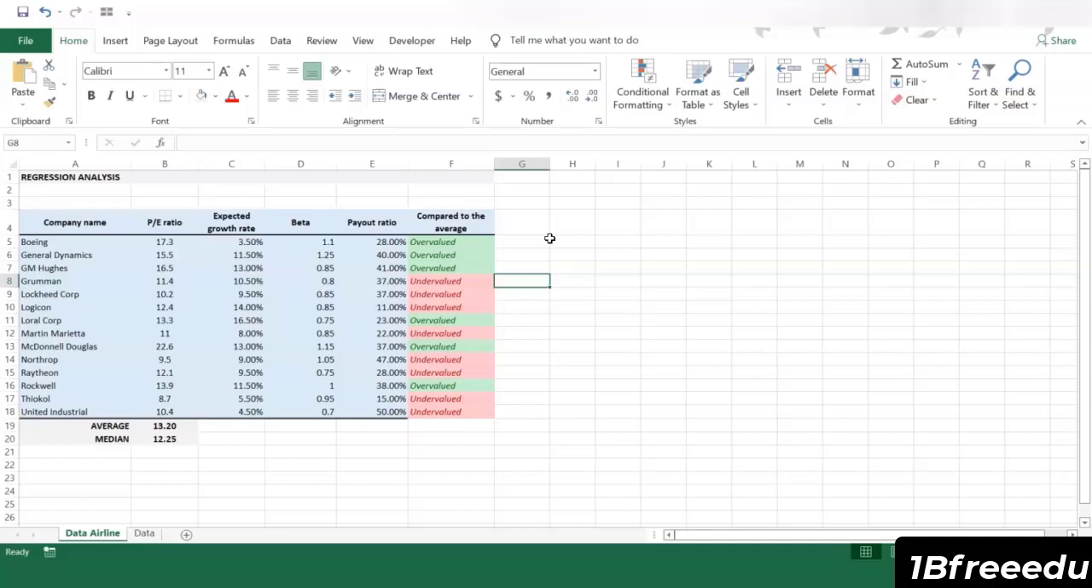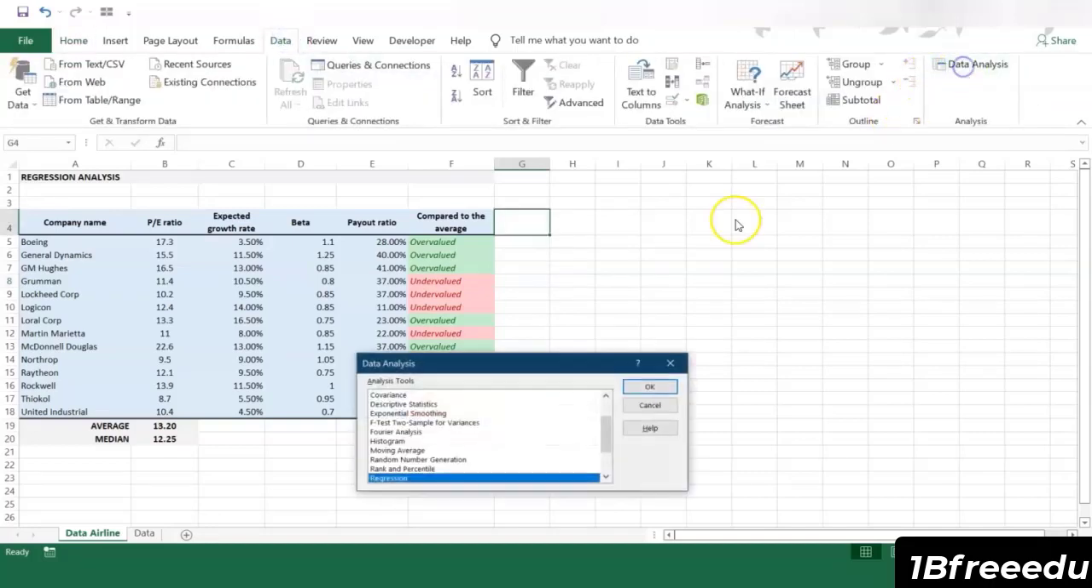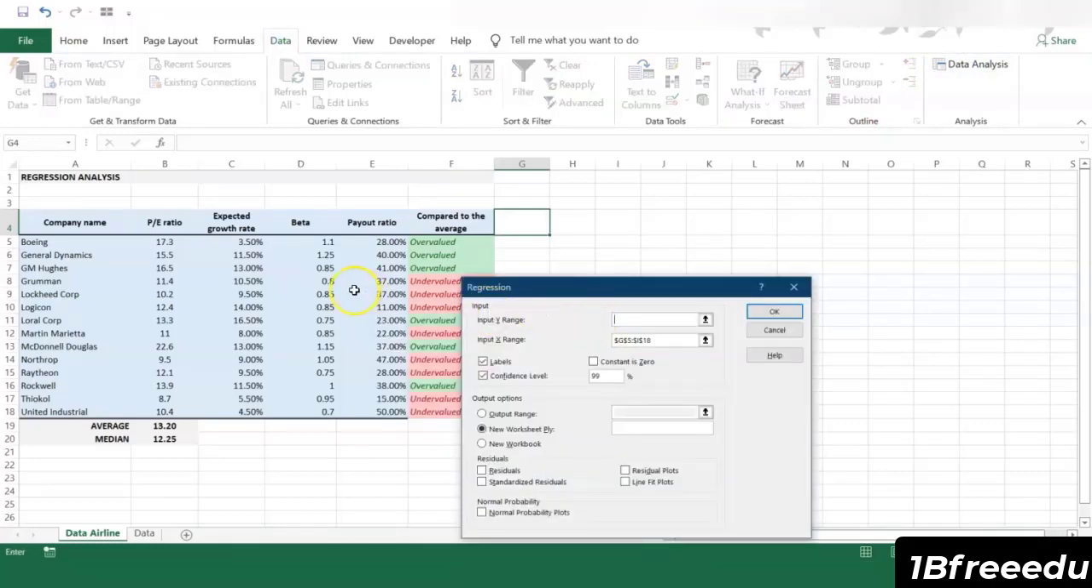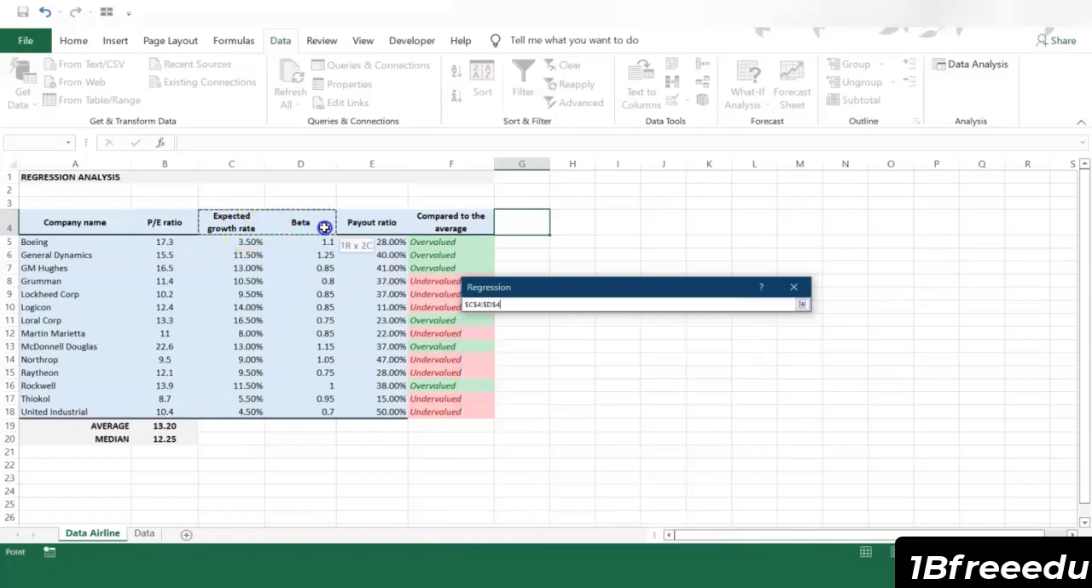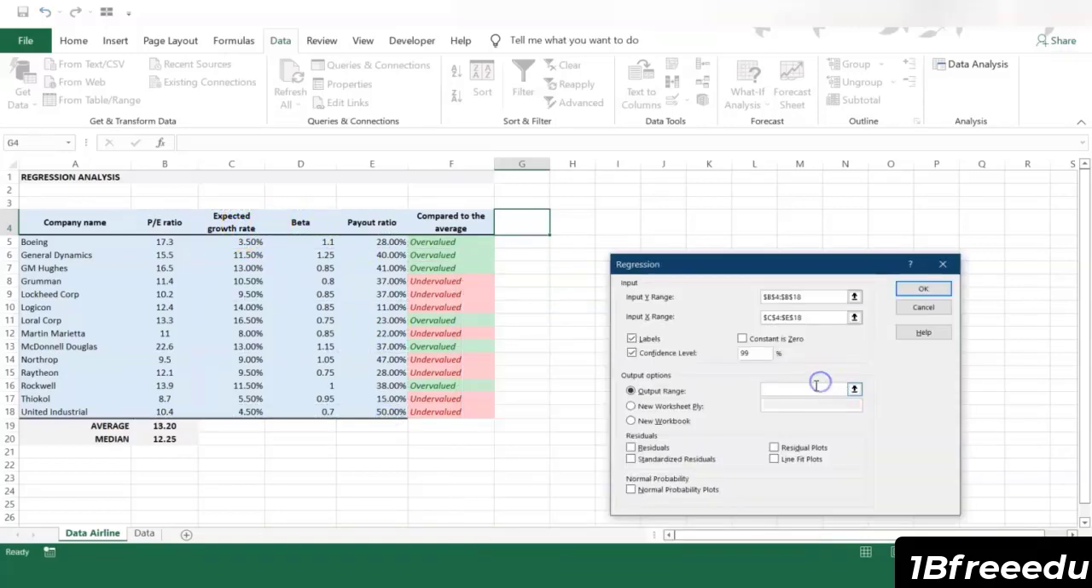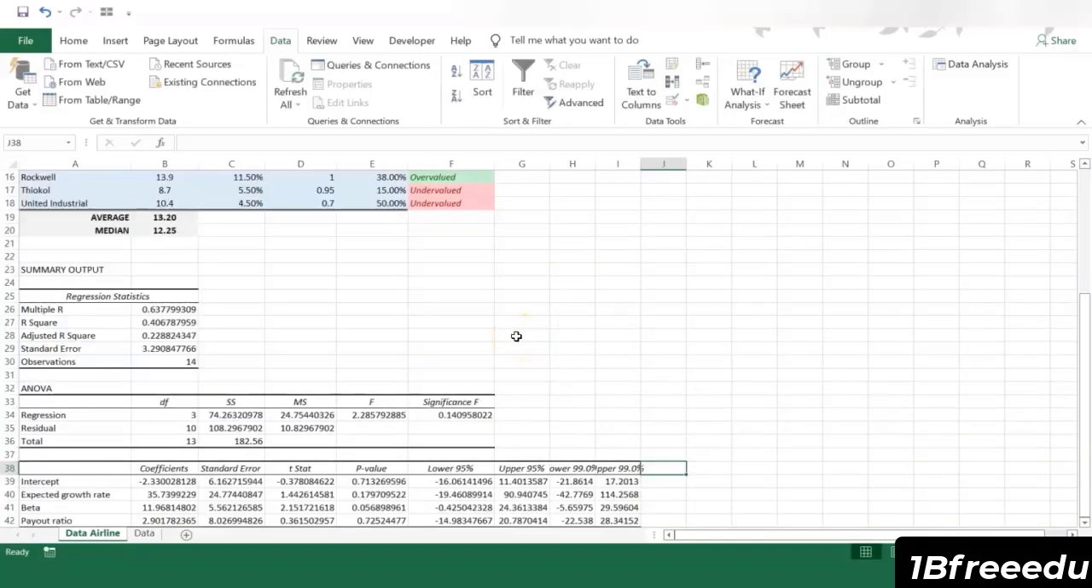We can control for difference across companies on risk, growth, and payout. With regression, we can calculate predicted PE ratio for each company. So click on Data tab, click on Data Analysis, and then click on Regression. Our input Y range is our PE ratio. And our input X range is the expected growth rate, beta, and payout ratio. And we would like for our regression analysis to be in the same worksheet because we're going to use it for our formula setup. Excellent, we have our regression.